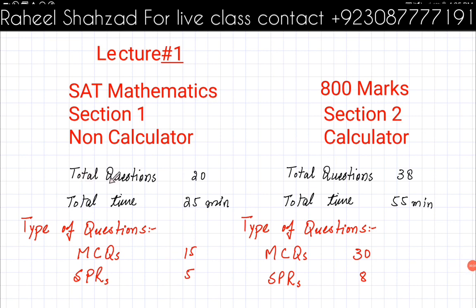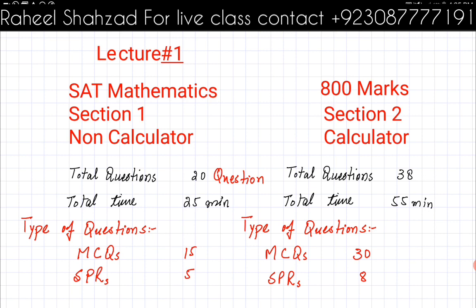When we talk about the total number of questions, we have 20 questions in the non-calculator portion, and the total time allowed for doing these 20 questions is 25 minutes. Similarly, in section number 2, which is the calculator portion, total questions are 38 and the total time allowed to do these questions is 55 minutes.